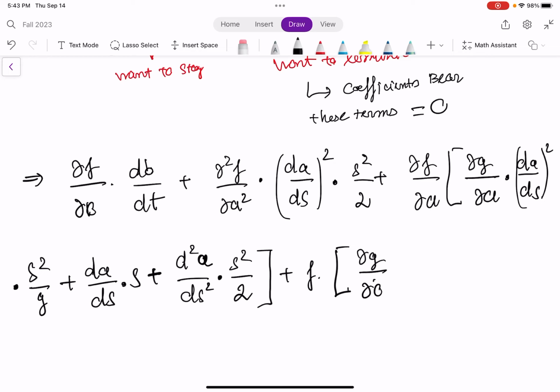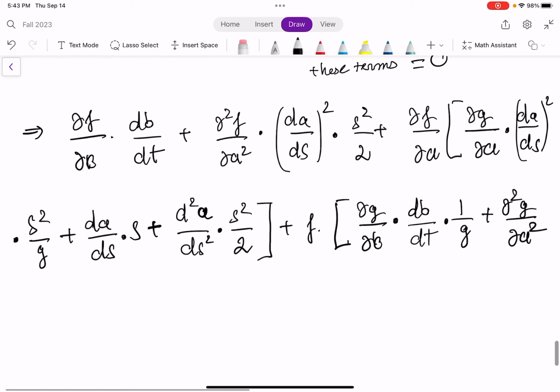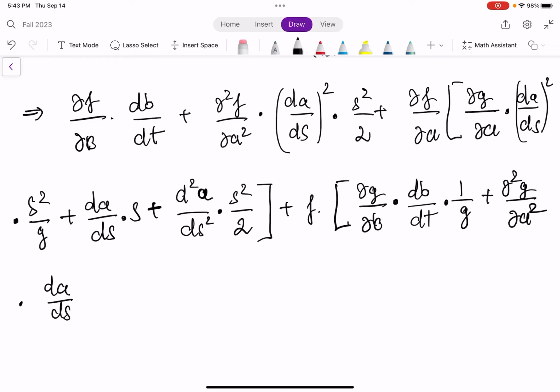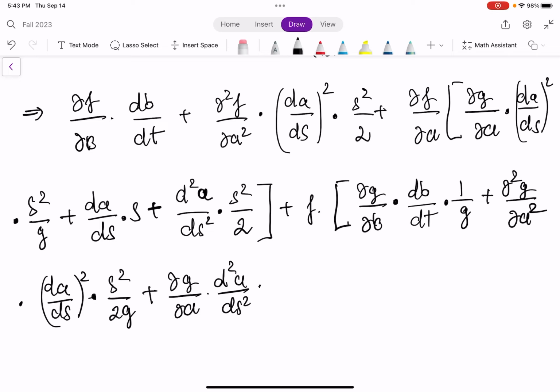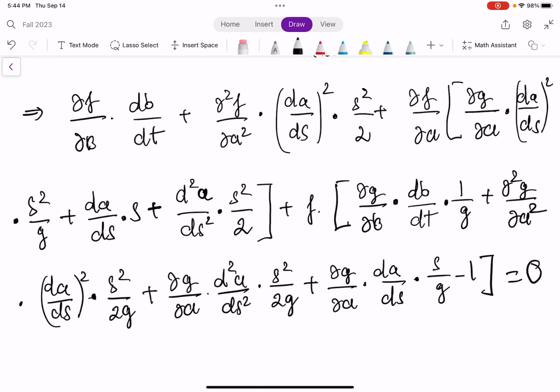And then you add f times partial g with respect to b times db over dt times 1 over g, plus partial square of g with respect to a times dA over ds squared times s square over 2g, plus partial g with respect to a times d square A over ds square times s square over 2g, plus partial g over partial a times dA over ds times s over g, minus 1, equal to 0. This is after you do the grouping.